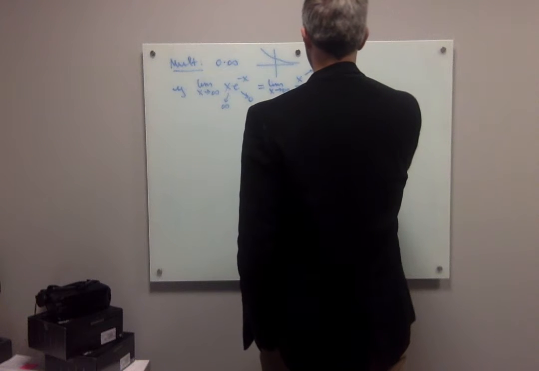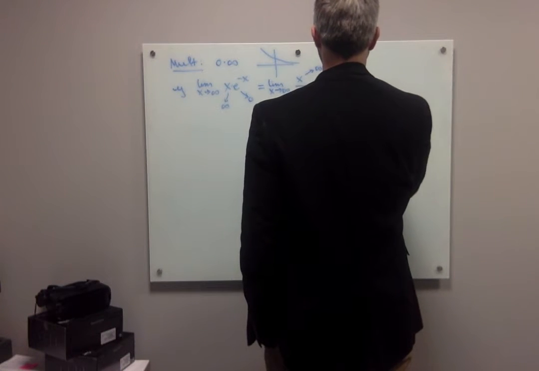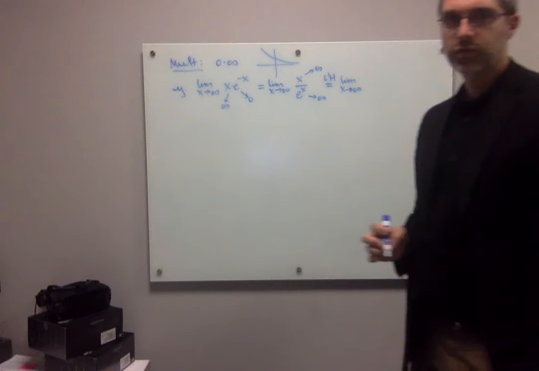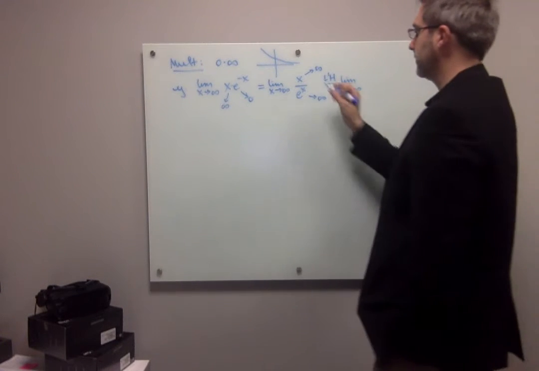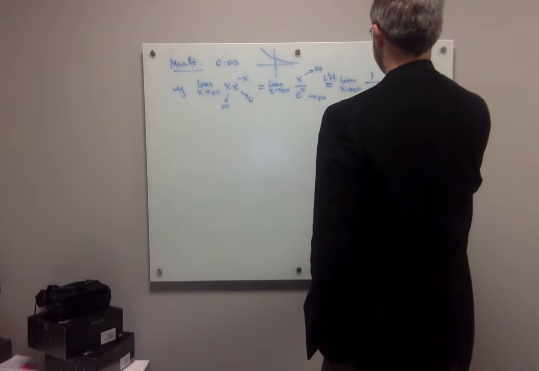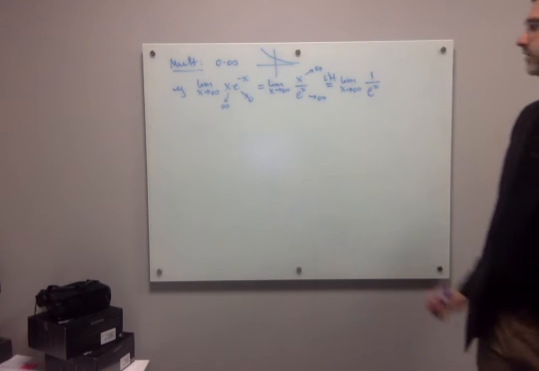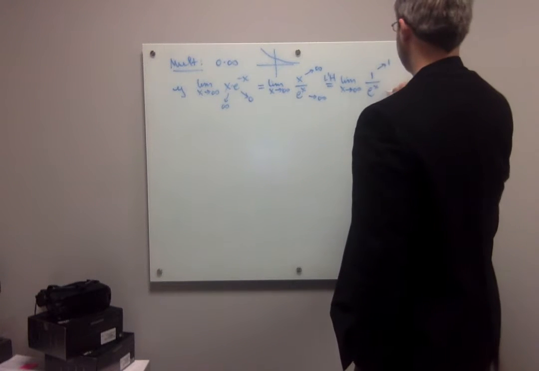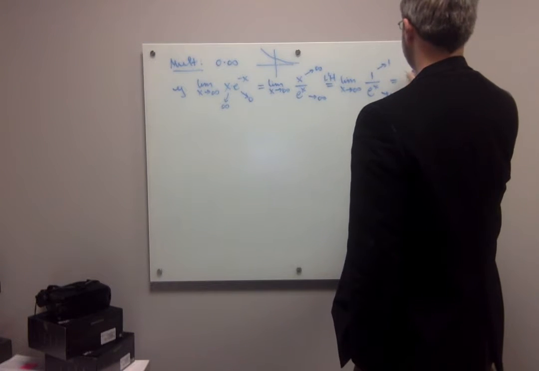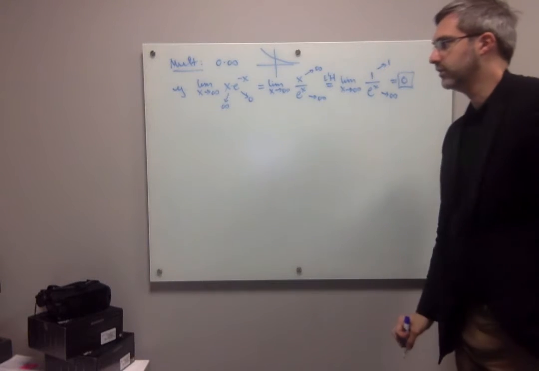And what I'm going to do to apply L'Hopital's rule is I'm going to take the derivative of the top, which is 1, and the derivative of the bottom, that's my favorite function, e to the x. So now when x goes to infinity, the top goes to 1 and the bottom goes to infinity. 1 over a huge number, that is going to 0.